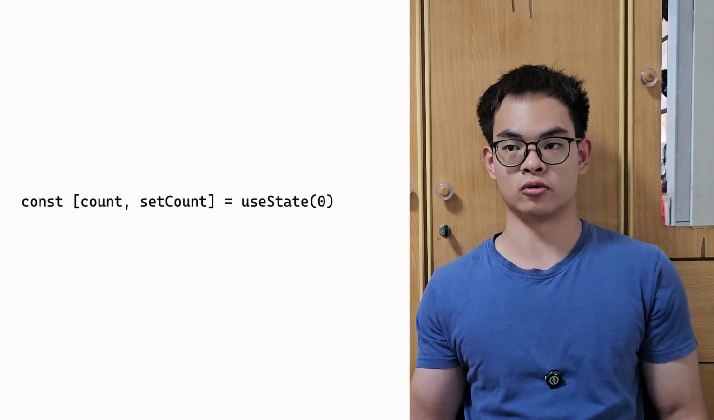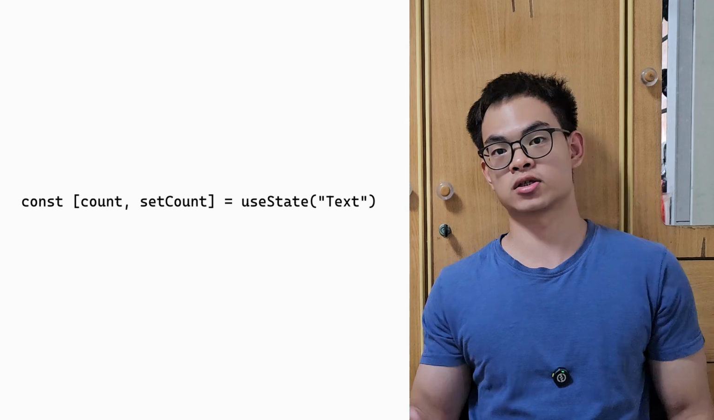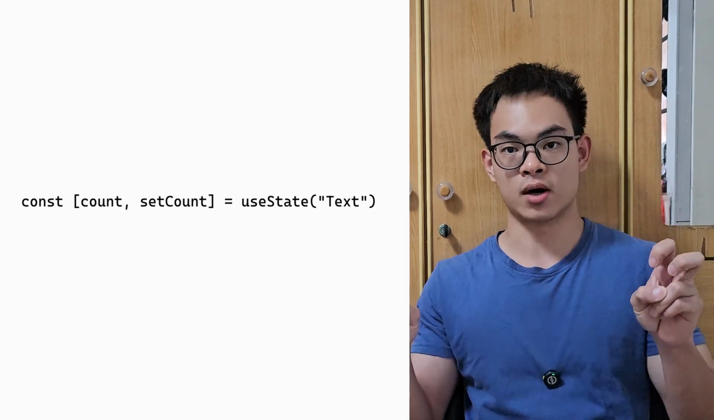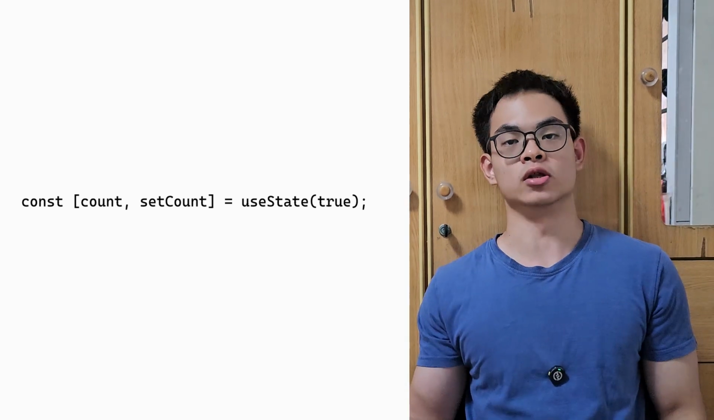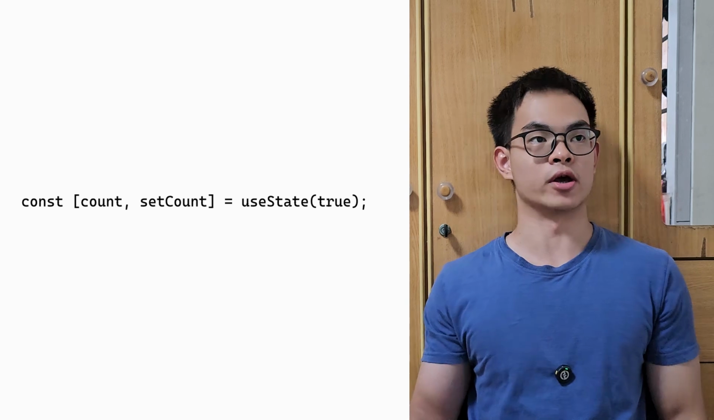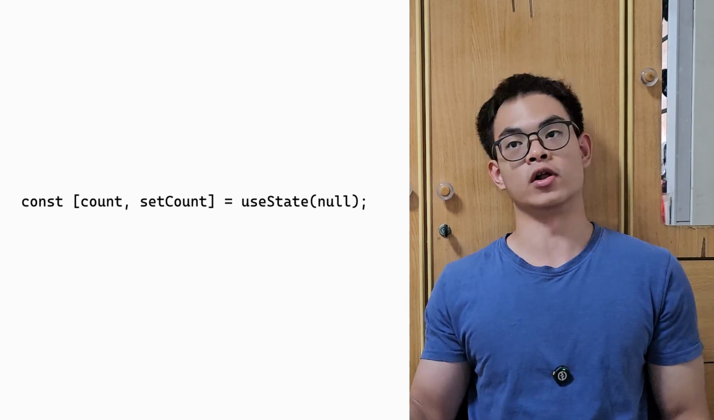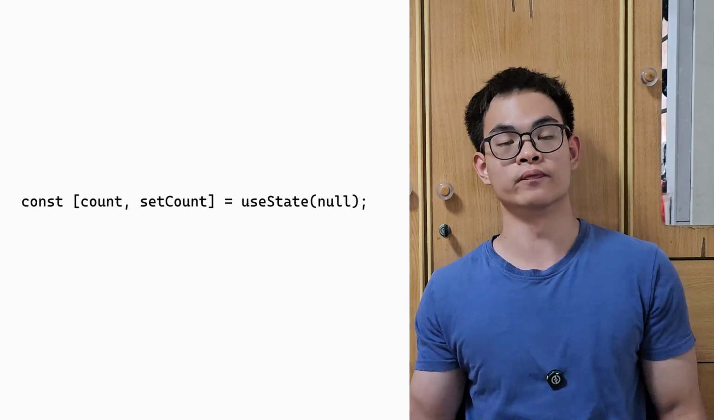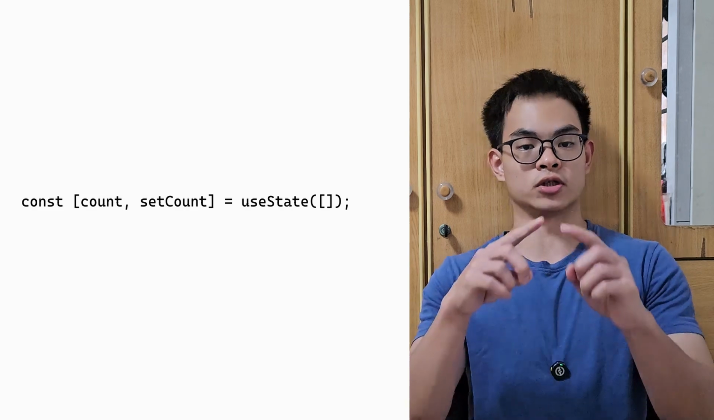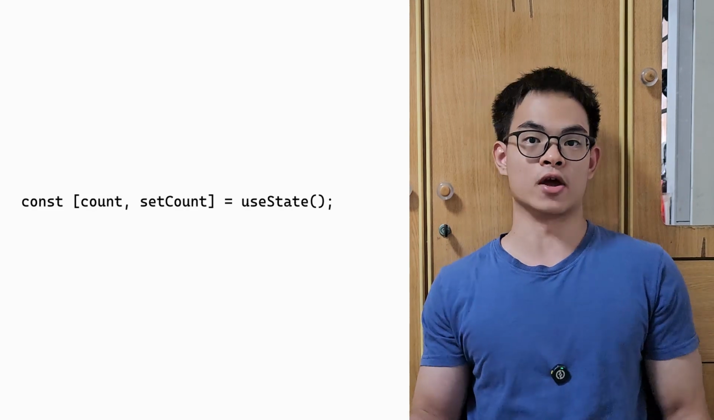Inside the bracket, you can put a number, you can put a text or string using quotation marks, and you can also put a boolean such as true or false, or you can put null if there's no original value. You can put an empty array, for example a square bracket, or you can also leave it empty if you want to.